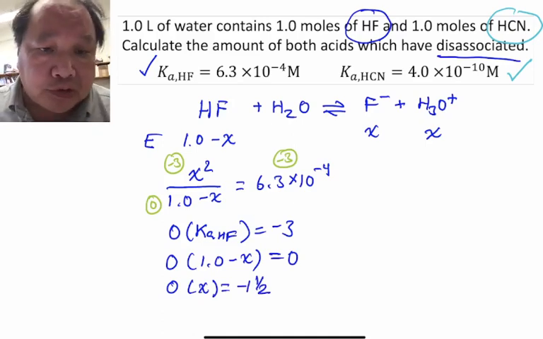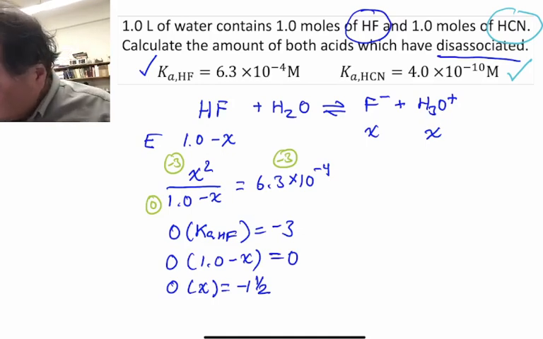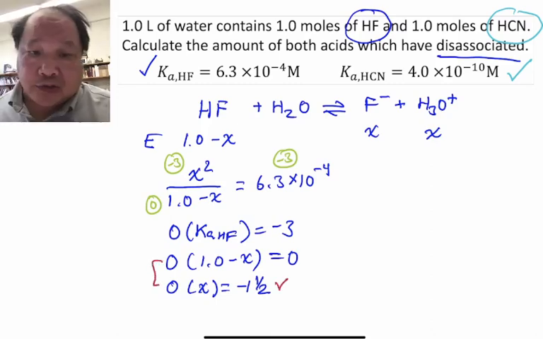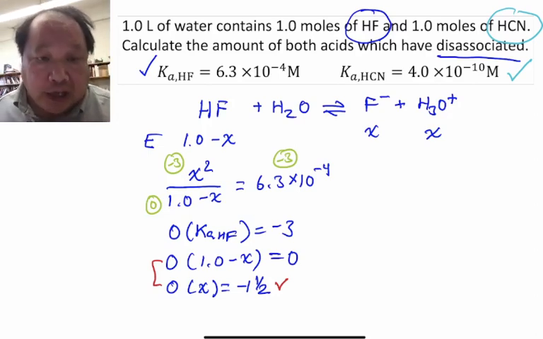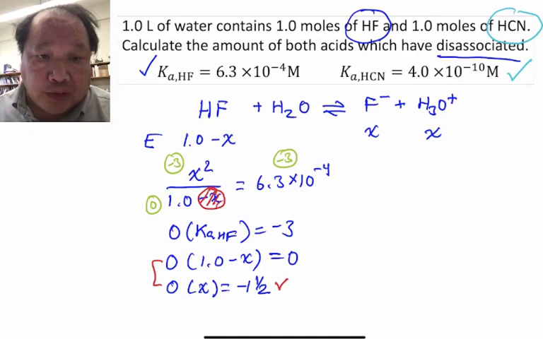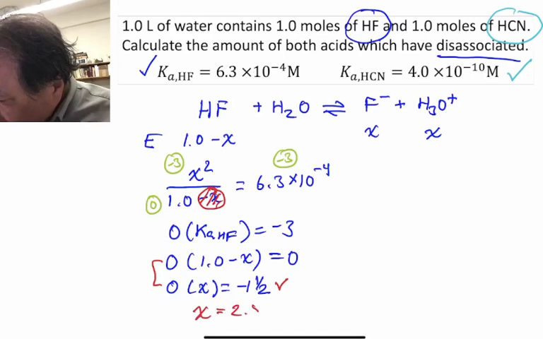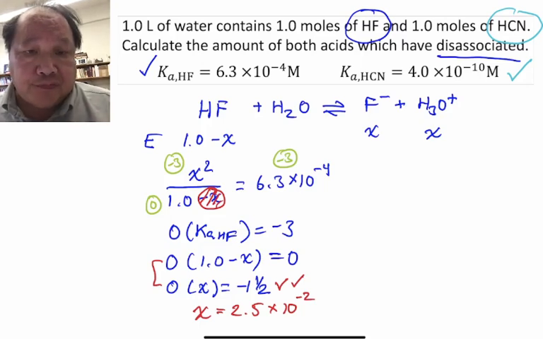Please pause the video to see if you can use the orders of magnitude to solve for the value of X. Good. So what we have here is that the order of magnitude of X is negative 1.5, and that makes it 1.5 orders of magnitude smaller than 1. And by the 5% rule, that means the X can be ignored. If we ignore this X, if we cross it off, we can just directly calculate for X, and we'll find that X is equal to 2.5 times 10 to the minus 2, a number that indeed is of order of magnitude negative 1.5.